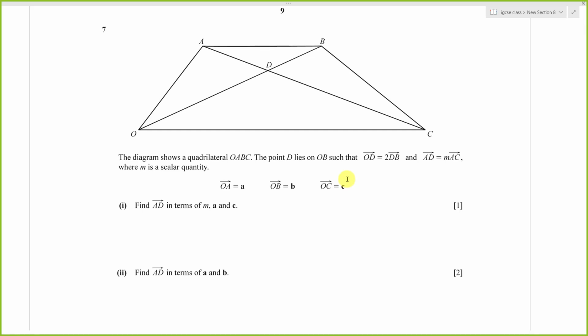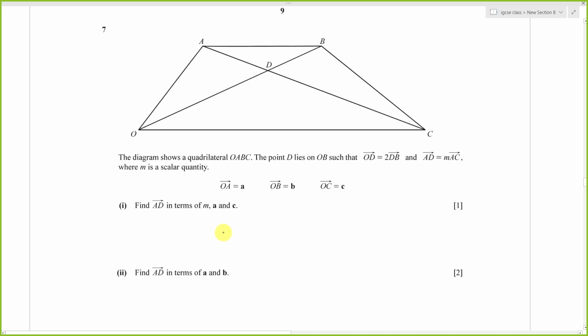Okay, so vectors. The diagram shows the quadrilateral OABC. The point D lies on OB such that OD equals 2DB, and AM equals m AC, where m is a scalar quantity. So you have all this information, then we need to solve the vector question. Find AD first. Where is A to D? Right, so yeah, just 1 mark. AD.